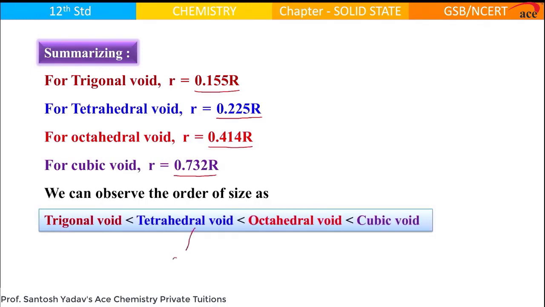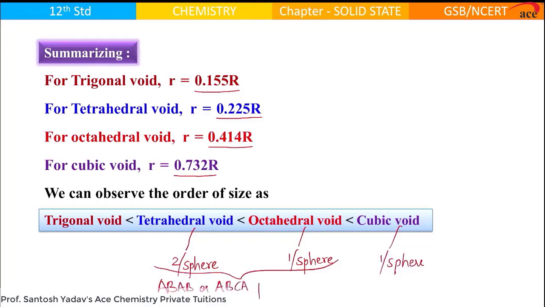Number of tetrahedral voids per sphere is 2. Number of octahedral voids per sphere is 1. Number of cubic voids per sphere is 1. You should know tetrahedral voids and octahedral voids are present in ABAB or ABCA packing. That means they are present in HCP and FCC, while cubic void is present in SCC, that means in AAA type of packing, while trigonal void is a commonly found void everywhere.